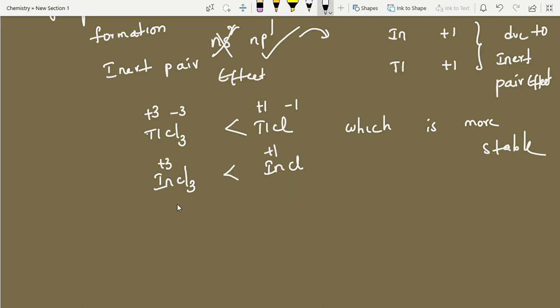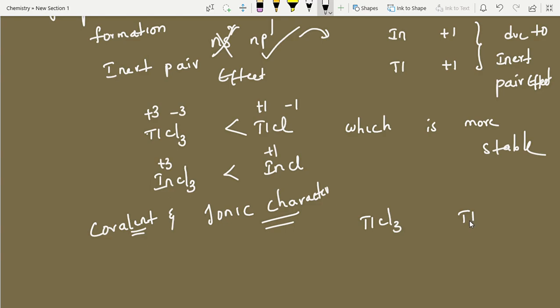Clear? Now, next one here, covalent character, ionic character. They also ask questions on covalent and ionic characters, students. Already I have uploaded one video, chemical bonding, shortcuts within 1 minute, how to find more ionic, more covalent. Please watch it. Here, how they are asking questions. Thallium chloride, TlCl3 trichloride and monochloride, which is more covalent? Can you guess the answer?